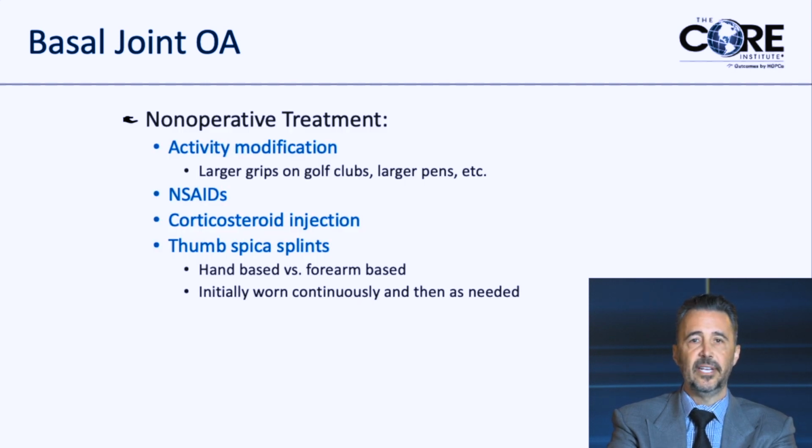Our non-operative treatment, again, involves activity modification, so larger grips on golf clubs. I know I'm getting to the situation now where my hands may not be having a nice tight grip on that club, and sometimes we have to increase those grips. Anti-inflammatories can help, if there's no contraindications for you taking them, like ibuprofen, Motrin, or Aleve. Injections work very well for this, and then splints.